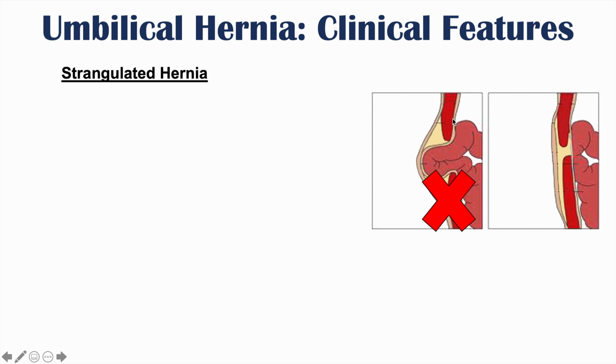So if that surrounding tissue starts to squeeze so tightly on that protruding abdominal content, so if you have your intestines popping out and the surrounding tissue starting to squeeze on that so tightly, it can actually compromise the blood supply to that part of the bowel that's popping out. So this is a very serious condition.